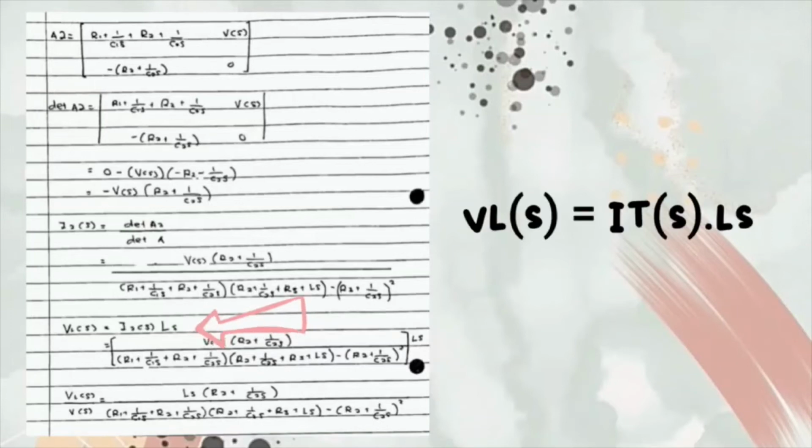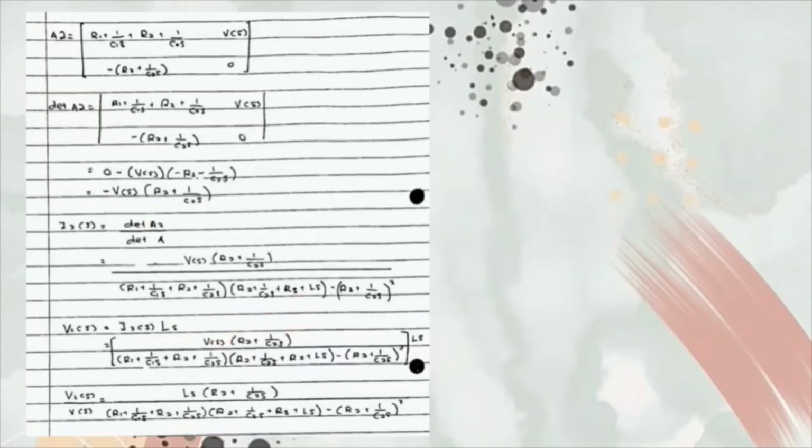After that, the value of I2 is obtained by dividing the determinant of A2 by the determinant of A. From this, I2 will be used to obtain the equation of VL, where VL equals I2 multiplied by Ls. Then we divide by VS so that it becomes the equation for VL over VS. After that, we replace the variables R, C and L with the given values, then simplify the equation. And this is the final equation that we got.